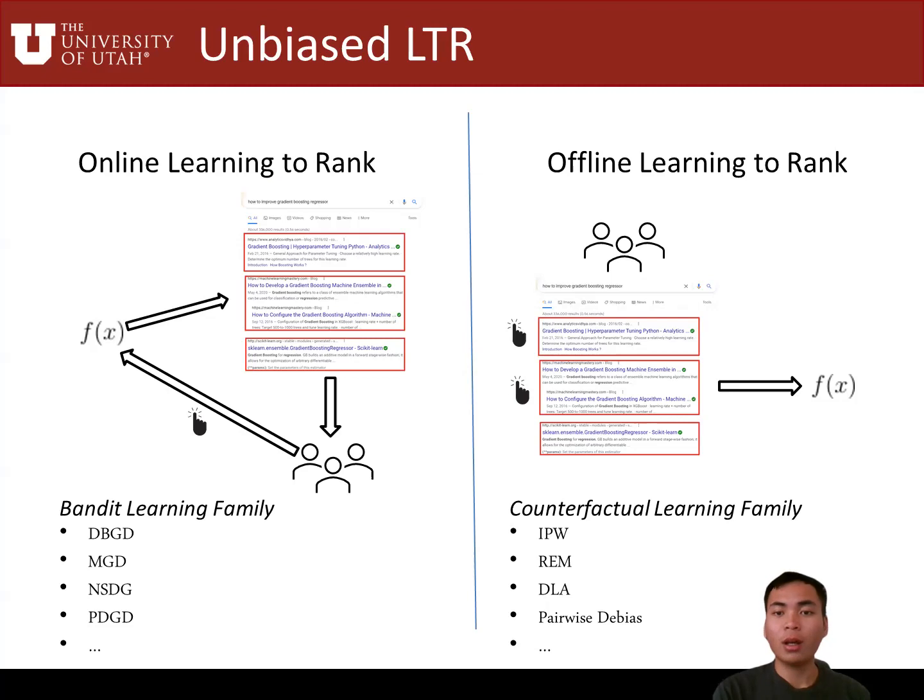Offline learning to rank, on the other hand, uses a specialized learning algorithm in which when the ranking model learns with this learning algorithm from biased click data, it can still converge to a normal ranking model trained with ground truth labels. Most algorithms from this group come from the counterfactual learning family, such as inverse propensity weight.